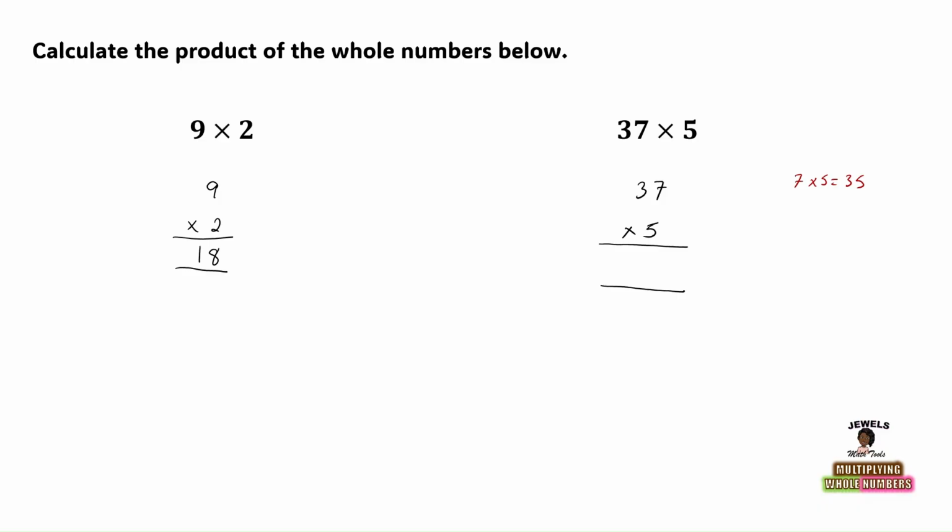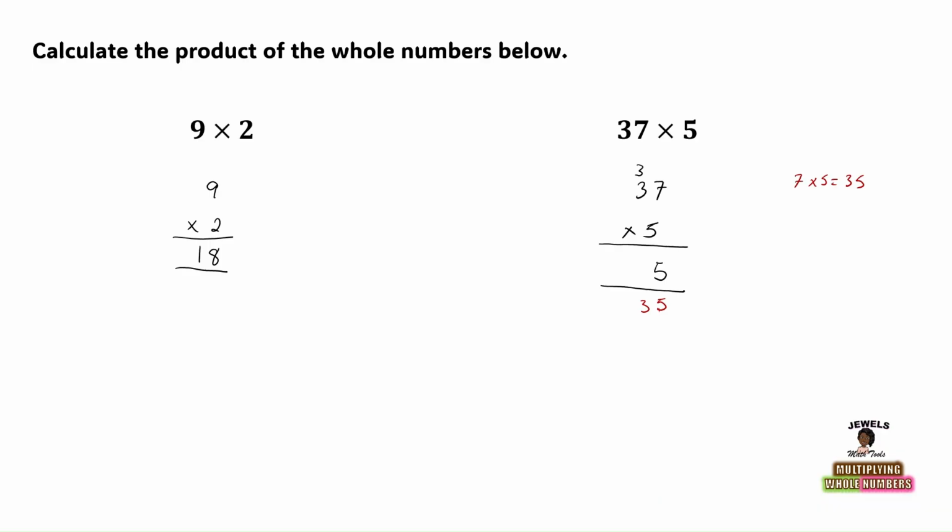And remember that when you multiply, it's just like addition. The back number, which is 5, goes in the ones, and our front digit, which is 3, goes in the tens. So we are going to write the 5 in line with the 7 and the 5, and then we're going to carry the 3 to our tens place, or to our tens column.